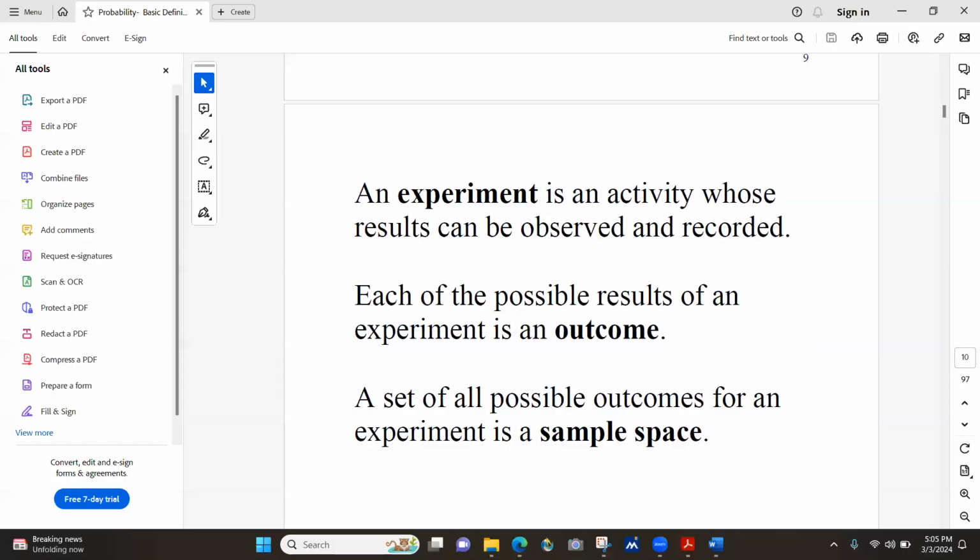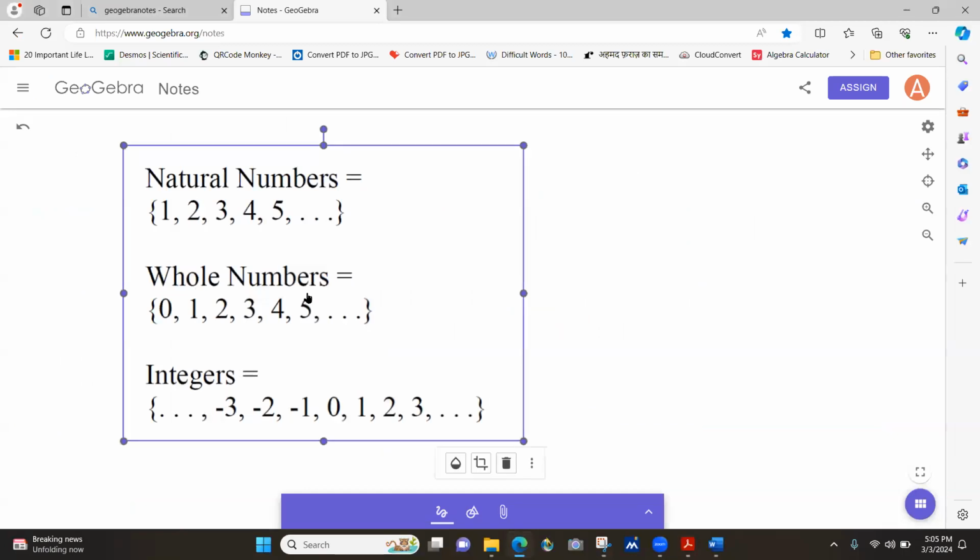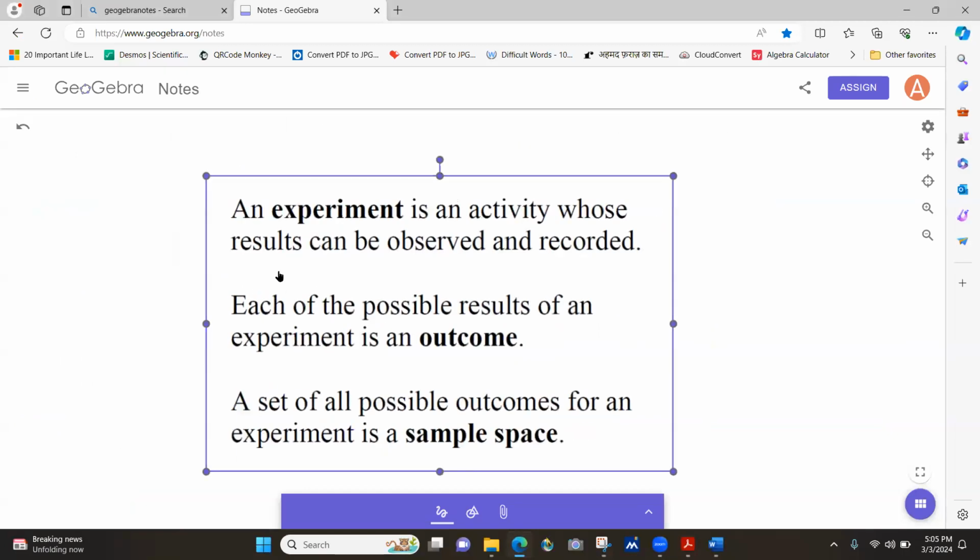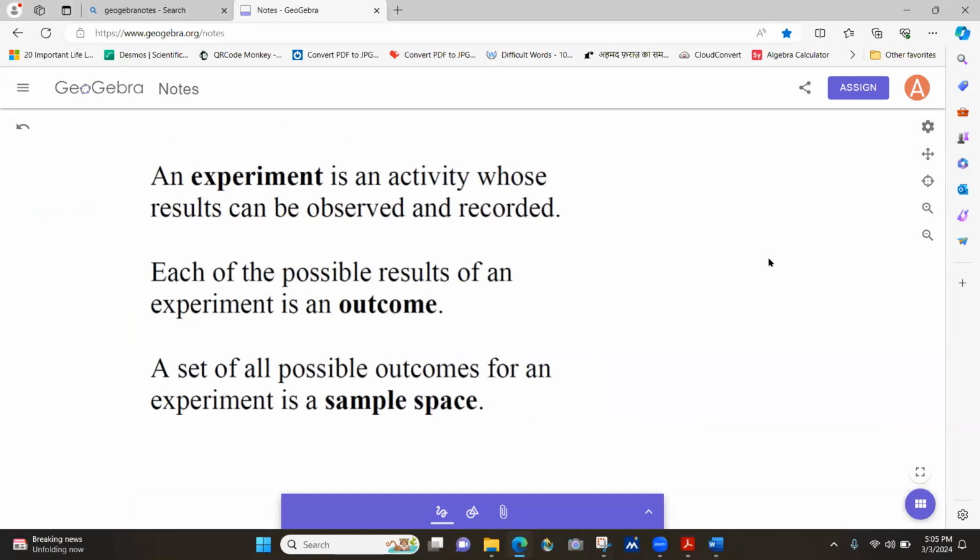An experiment. What's an experiment in probability? An experiment in probability is an activity whose results can be observed and recorded. For instance, you can roll a die, that's going to be your experiment. You can toss a coin, that will be your experiment.